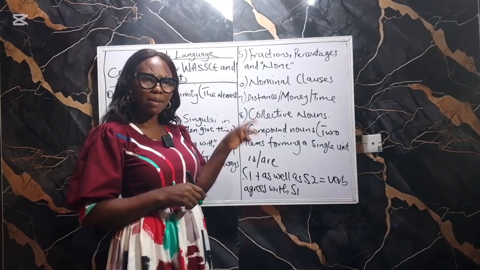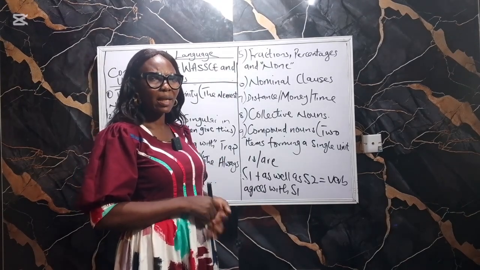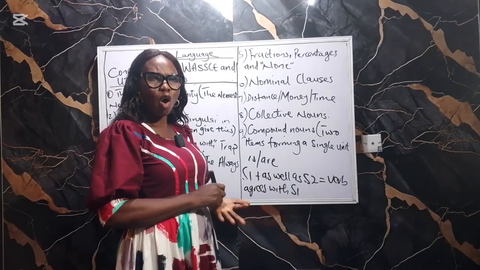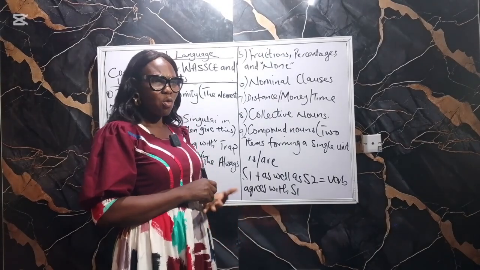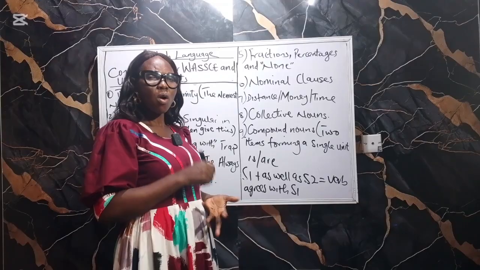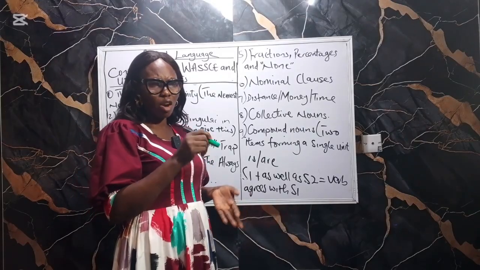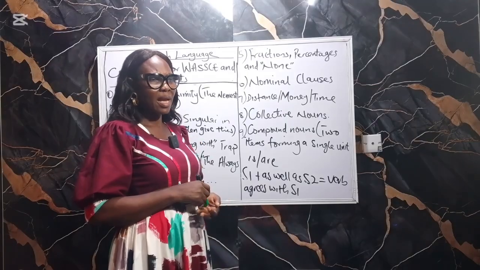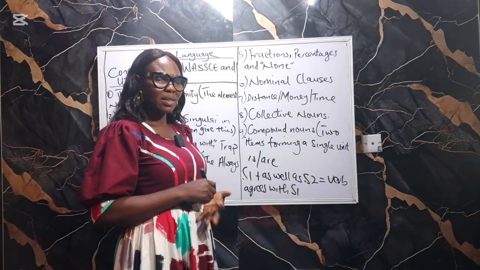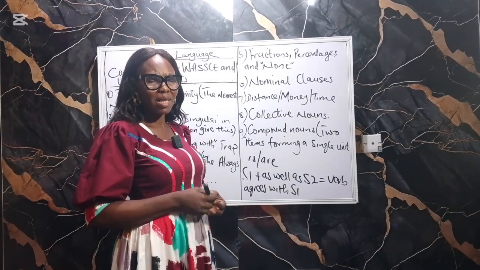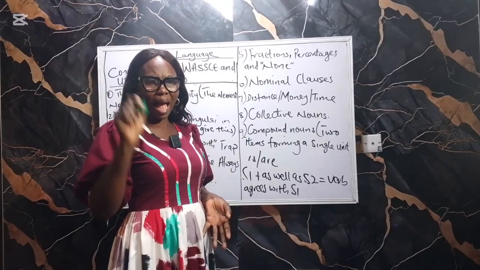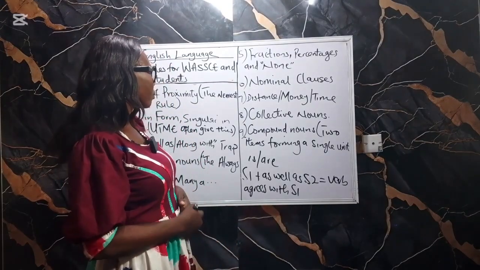Then let me also use a countable noun. If I say something like 1/4 of the books, I will use are. 1/4 of the books are missing. See, what follows the of there is books. The books takes plural. That's why I say of the books are missing.